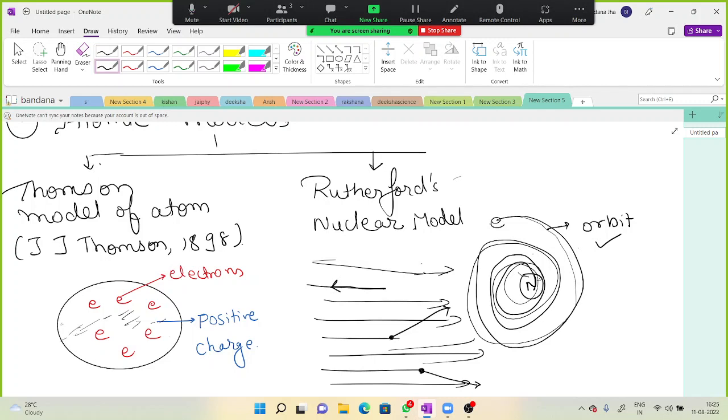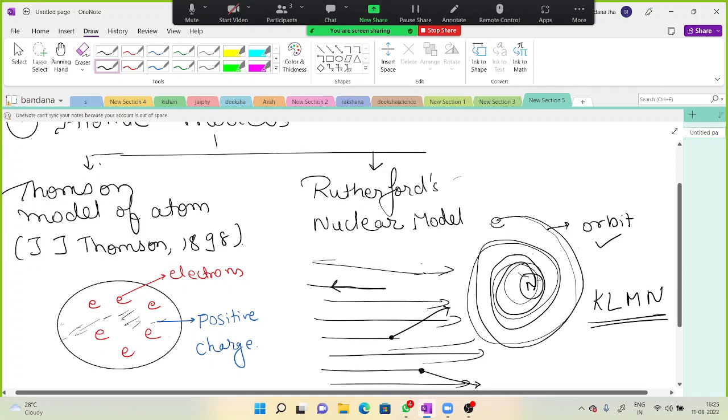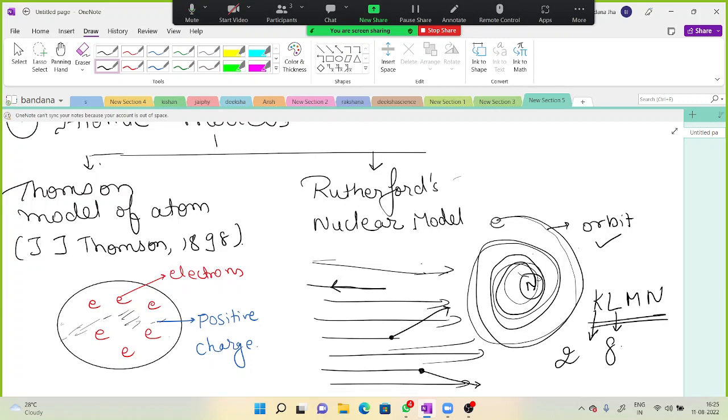All the electrons move in their fixed orbits with a fixed quantity, which we have studied as the K, L, M shells. The first orbit, K, has 2 electrons, and the second orbit has 8 electrons. Every electron's place is fixed, which was improved after the next model came. Is that clear?